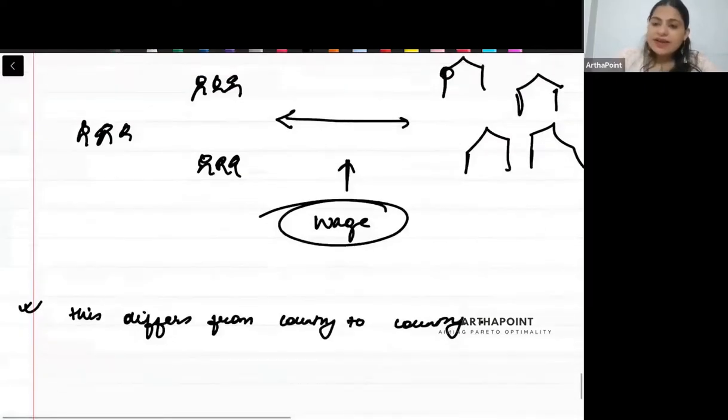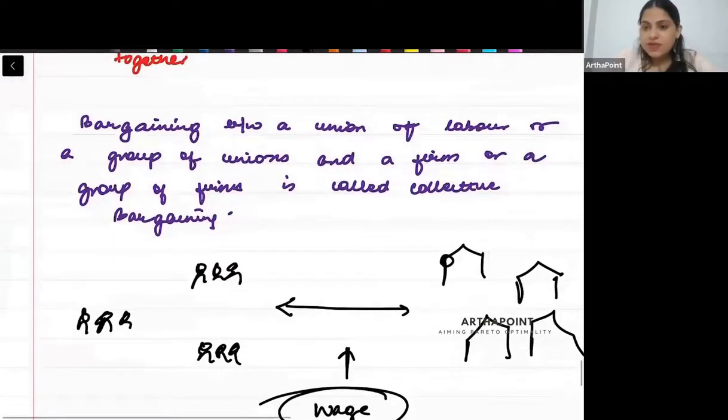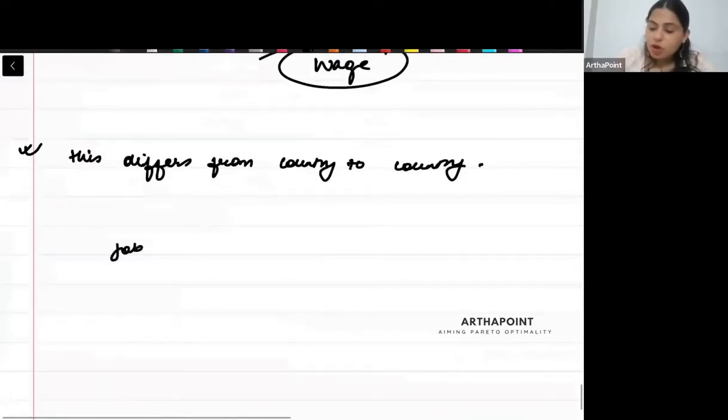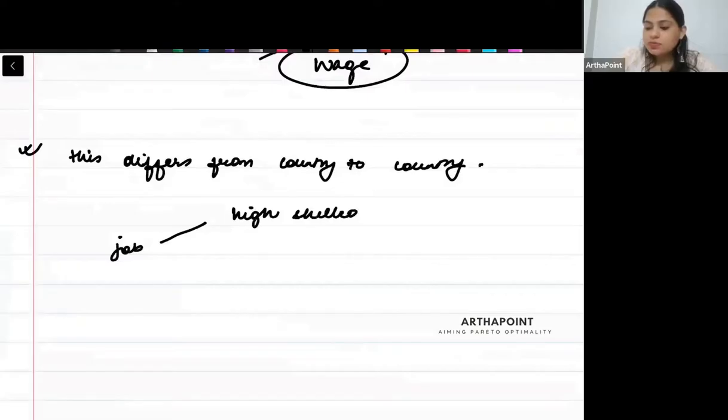So I can divide the jobs in two parts. The first job can be a high-skilled job. And the second job is a take it or leave it job.